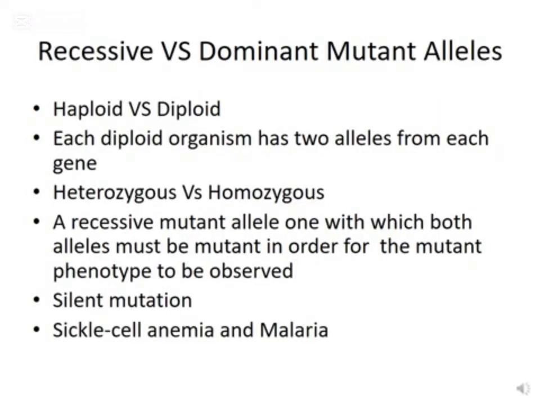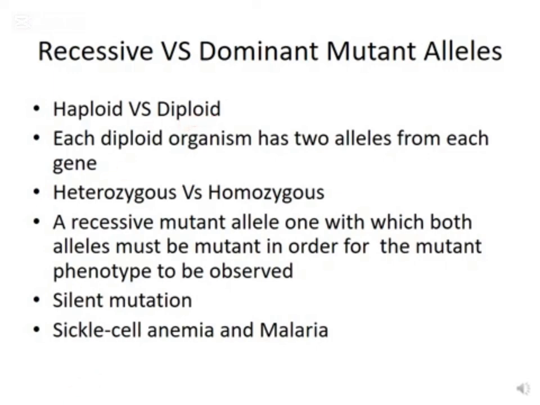Each organism is either a haploid or a diploid organism. Haploid cells have half the amount that diploid cells have. So let's take humans as an example. Creatures with diploid cells have two sets of chromosomes. Each set comes from each parent. So humans have 46 chromosomes. 23 chromosomes come from each parent, and each parent has a chromosome that's homologous to another chromosome that's coming from the other parent.